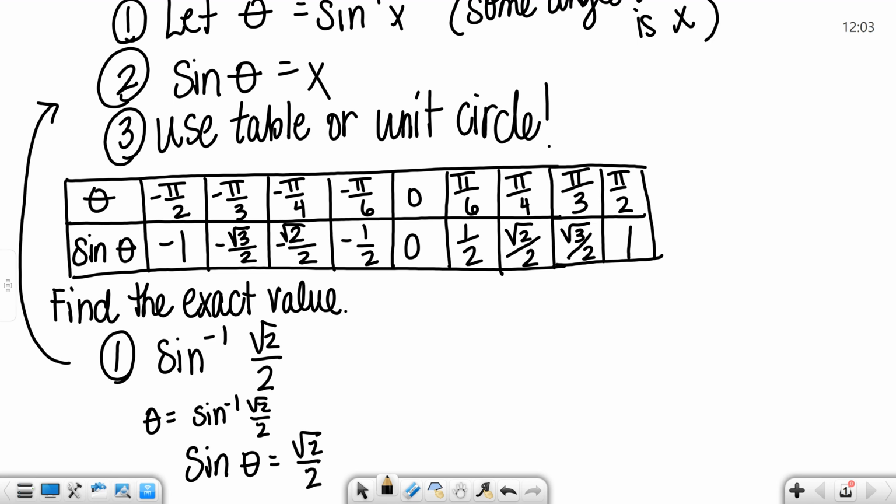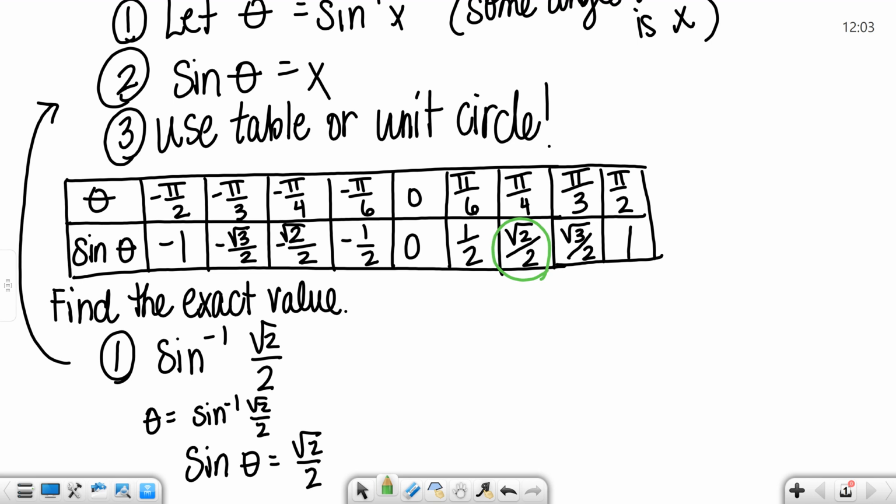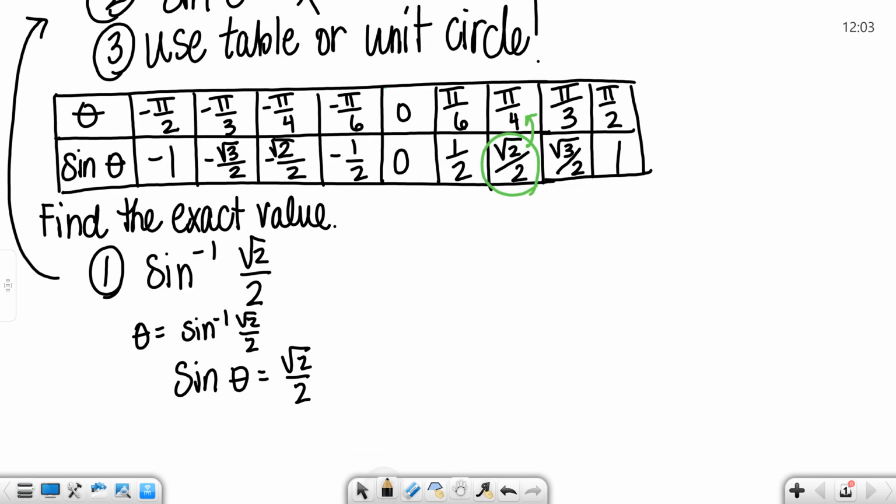All right, so now we look up here at our table and find the square root of 2 over 2 for sine. That goes with what theta value? It goes with pi over 4. So the answer to number 1 is theta is pi over 4.